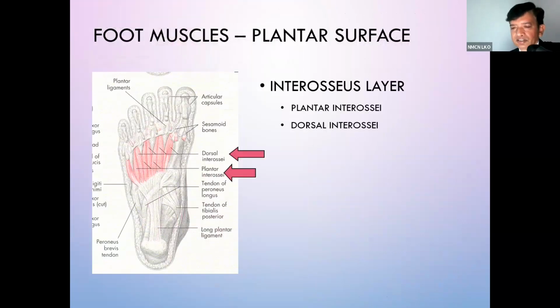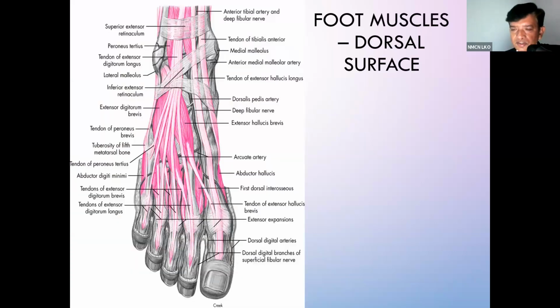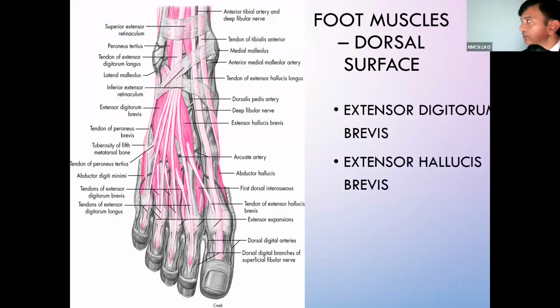Then the interosseous layer, there are plantar interossei and dorsal interossei. They help in the abduction and adduction of the toes. Then the dorsal surface has muscles: extensor digitorum brevis on this side and then extensor hallucis brevis. So extensor hallucis brevis is there and extensor digitorum brevis is this side. So these are the muscles from the dorsum side.